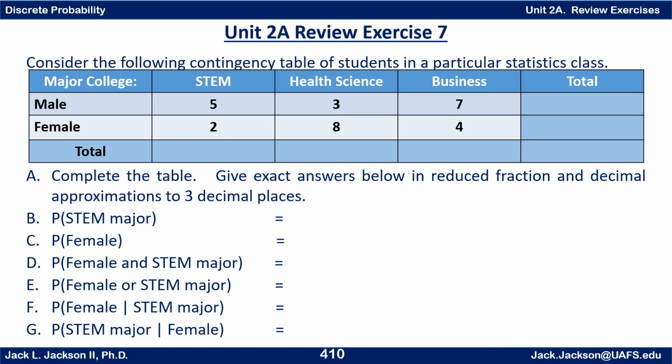Part B, the probability that a randomly chosen student is a STEM major. Or in other words, what is the proportion of the students which are STEM majors? C, what is the probability that a randomly chosen student is female? D, what's the probability that the randomly chosen student is female and a STEM major? Part E, the probability that the randomly chosen student is female or a STEM major. F, the probability that the randomly chosen student is female given that it's a STEM major. And G, what's the probability that the randomly chosen student is a STEM major given that the student is female.